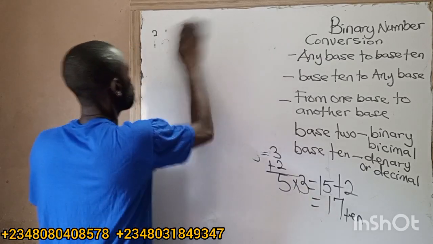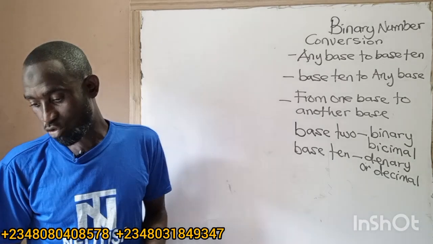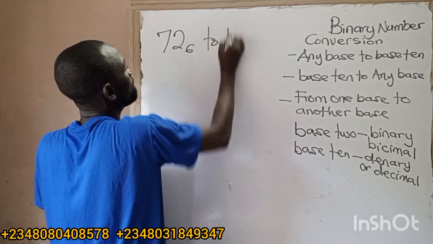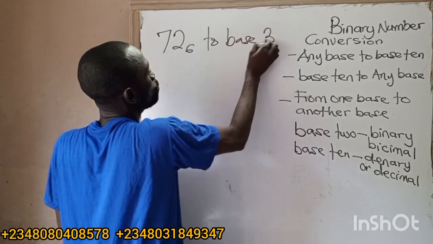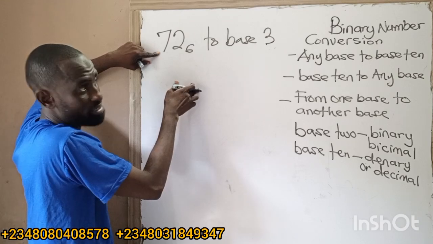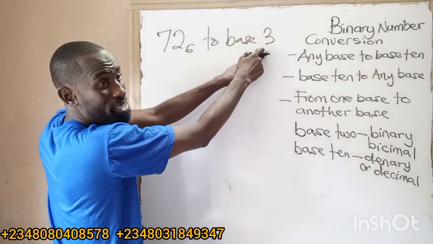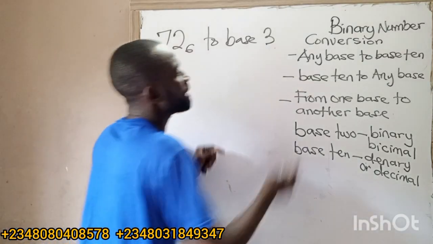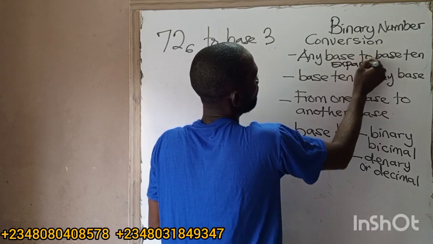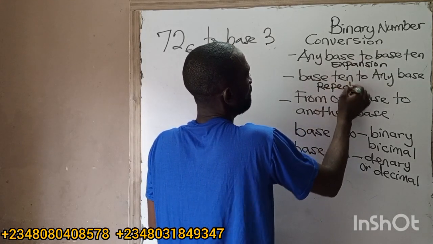The next one says we should convert 72 base 6 to base 3. So this is from one base to another. So what is the chain? The chain is, the given base to base 10 first by expansion, then from base 10 to base 3, the required base, by repeated division. So this one is the expansion method, and this one is the repeated division method.